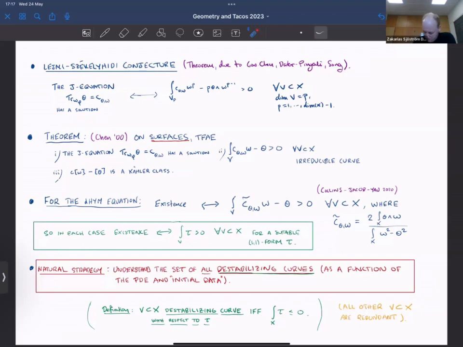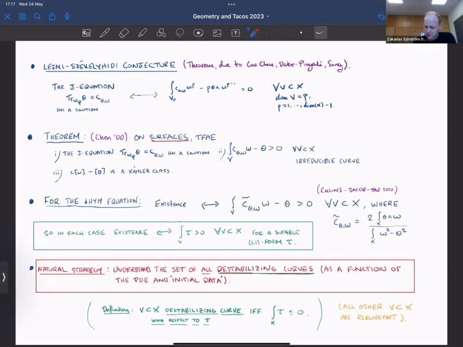So what about effective existence criteria? Well, the first central idea of this paper is that we would like to understand the set of all these curves for which this kind of integral could be non-positive. This is what we would call a destabilizing curve. We have a definition down here: V is a destabilizing curve if and only if, for the given tau associated to our equation, this one is non-positive.